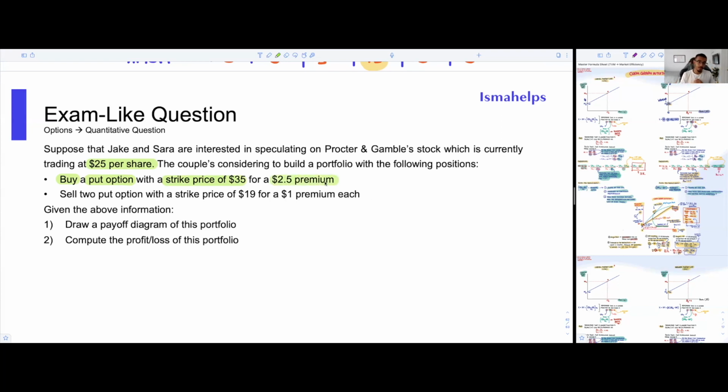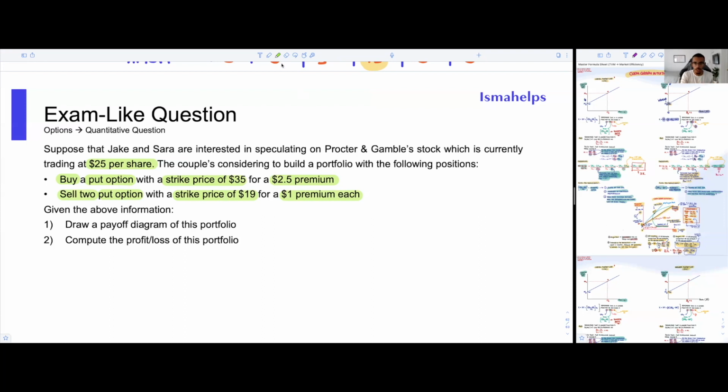Okay. The second position will be the sale of two put options. Okay, this is really important. The sale of two put options that have a strike price of $19 with a $1 premium each. Okay, that's amazing stuff. Now let's go and highlight our mission for this question.